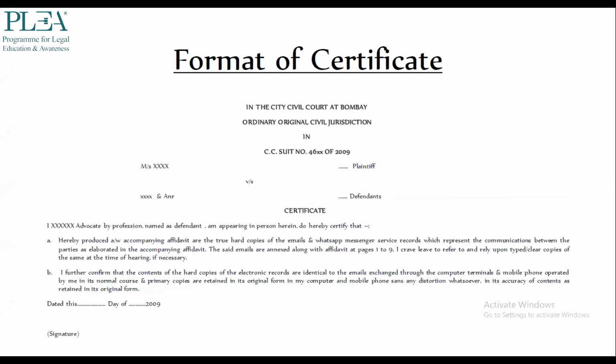And the certificate simply says that I'm producing an affidavit for so-and-so electronic evidence. It talks about a WhatsApp message here and emails, and hard copies are given. So for that chat, you do a screenshot and then you take a print of that. Many times I have seen a lot of cases where WhatsApp chats are produced in the court as evidence, but that is electronic evidence.